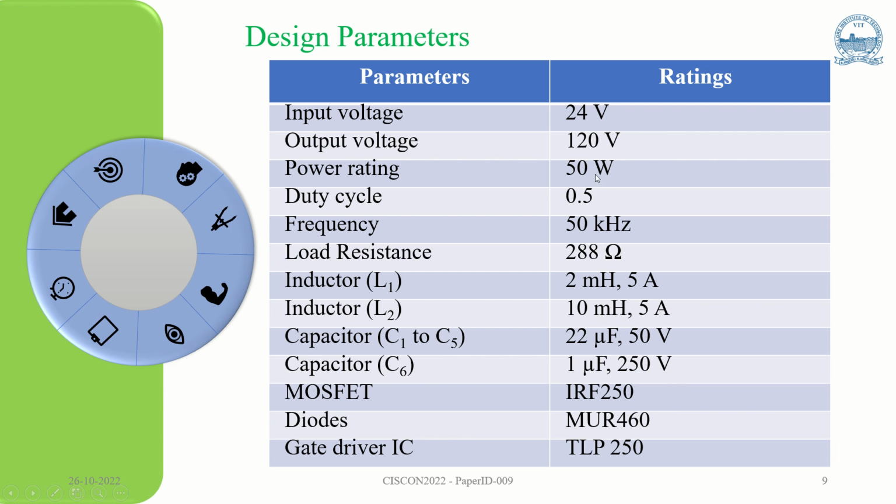0.5. Since we developed hardware to realize this, we developed a hardware prototype for 50 watts capacity at 50 kilohertz. Corresponding to 50 watts and 120 volt, the output load resistance is calculated as 288 ohms. Following the design of the inductors for continuous conduction, the input side is 2 millihenry, 5 ampere, and the output side is 10 millihenry, 5 ampere.